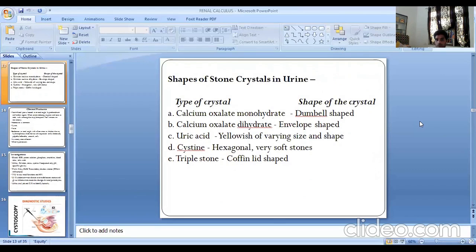Uric acid stones are yellowish, of varying size and shape. Cysteine stones are hexagonal and very soft. Triple phosphate stones are coffin lid shaped.